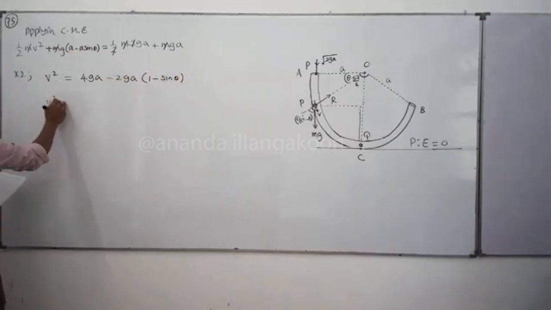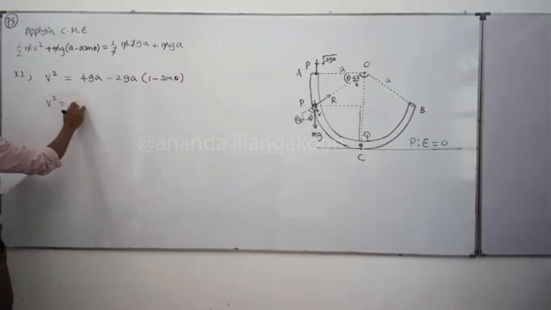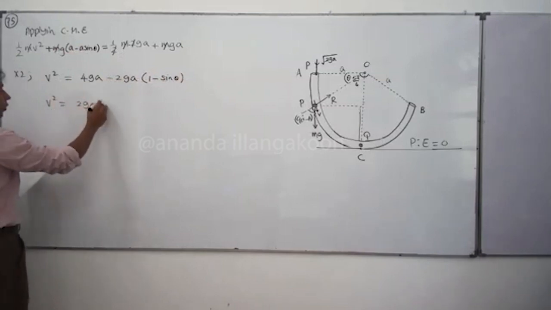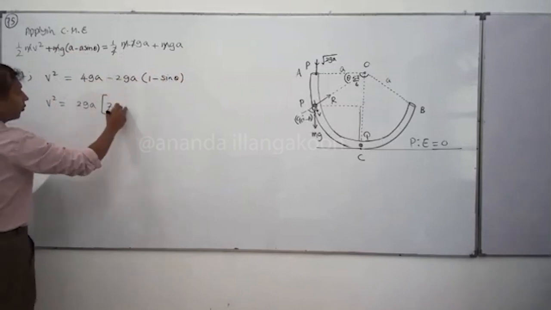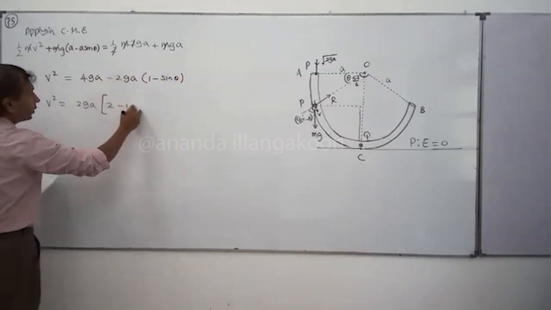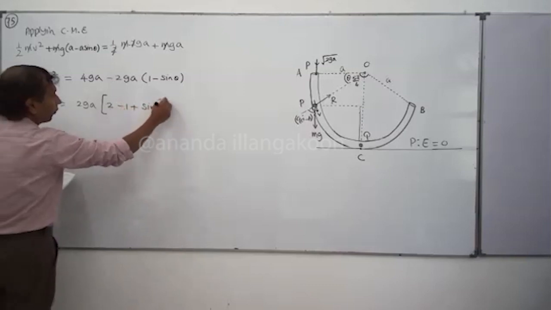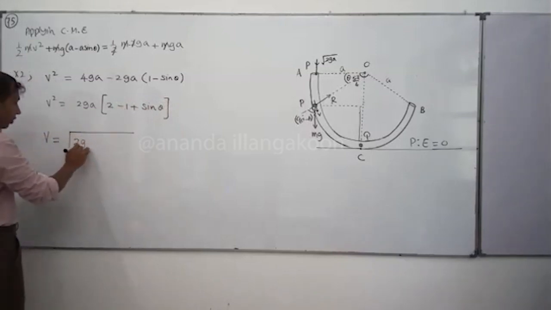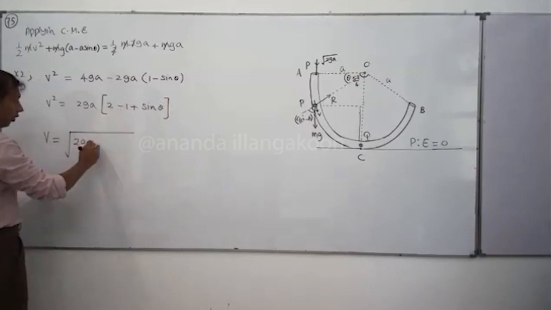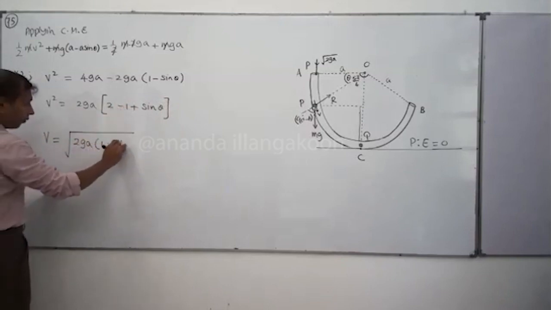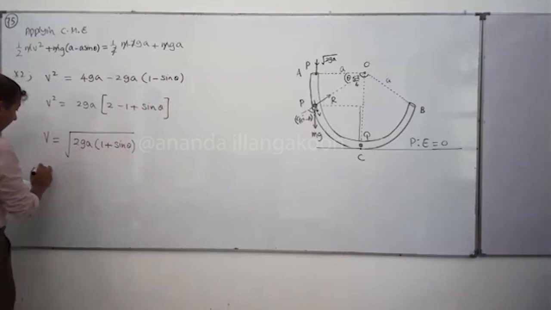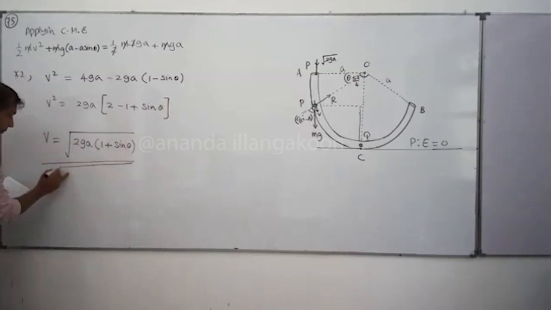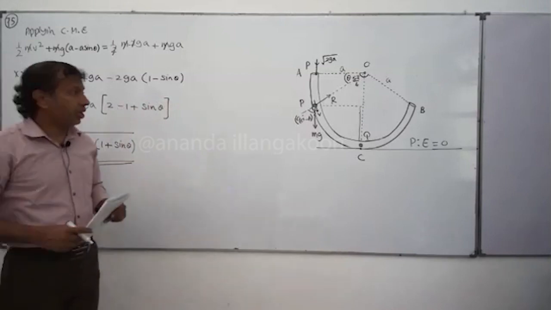Then we can take 2GA out. Here we have 2, and removing the bracket by the minus sign gives minus 1 plus sine theta. Then we get V as the square root of 2GA(1 plus sine theta). This is the first answer.